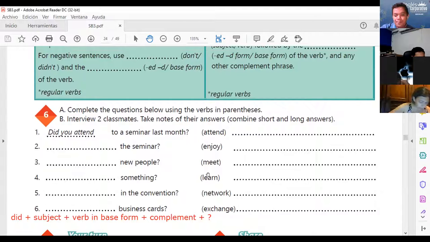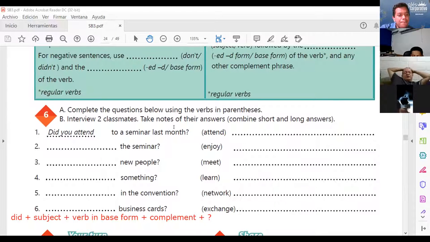Teacher, I have a question. Yeah, tell me. With number five, the verb is network. Yes, network. That's the verb. In Spanish, red. Yeah, likely similar to the red.